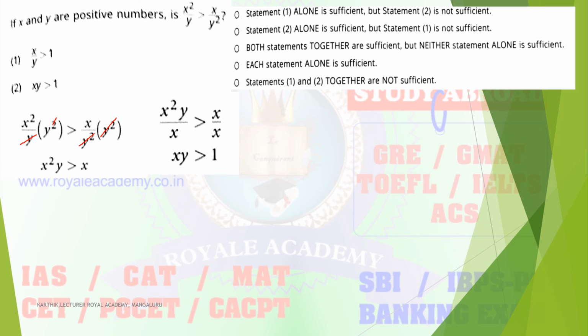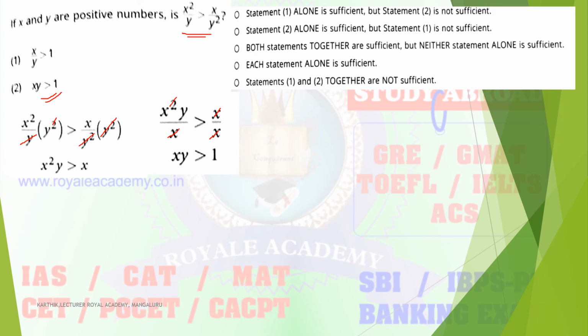Then if I divide by x, what happens? This x and this x cancel. The whole thing cancels. So while converting this equation and simplifying, you will get statement 2. From this you can directly tell that statement 2 gives the answer yes. Why? Because while converting this equation you get it in the form of statement 2, so you can directly tell that statement 2 is sufficient to answer the question.